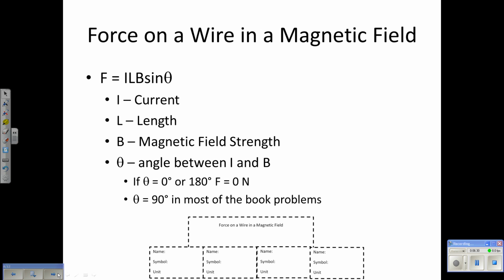So we're going to fill in the ones with the boxes with the dotted lines. So the force felt on a wire in a magnetic field is ILB sine theta.